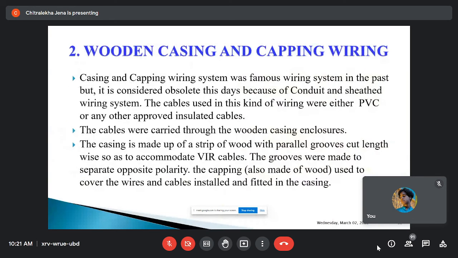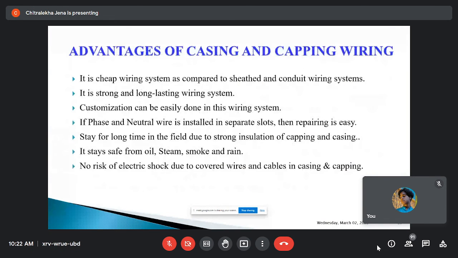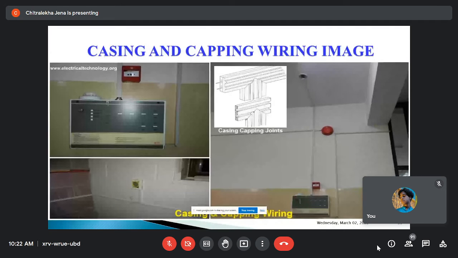Now come to the wooden casing and capping. Have you seen this type of wooden casing and capping wiring? One is the casing, another one is the cap. Have you seen it or not? Yes, ma'am.